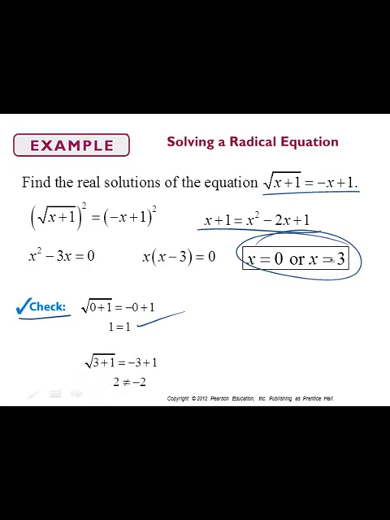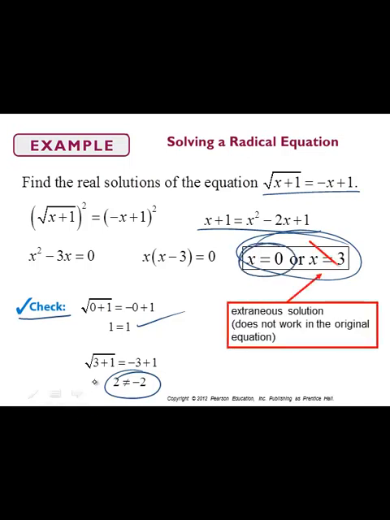We could also plug in the 3 for x. We have square root of 3 plus 1 is 4, square root of 4 is 2. And on the right hand side, negative 3 plus 1 is negative 2. And you can see that the equation is not true when x is equal to 3. So we'll have to discard the solution 3. It's what we call an extraneous solution. But we will retain 0 as our solution. Okay? So we've tossed out the extraneous solution, and we'll keep 0. So 0 is our solution set.